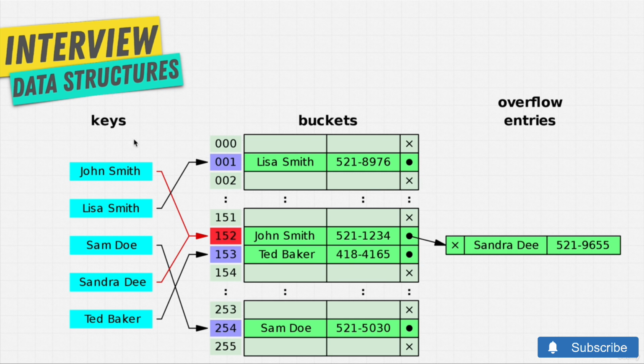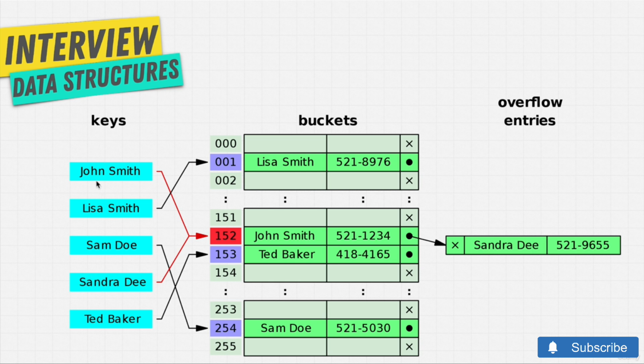We have the keys. Let's say we're inserting the name and the phone number of a user. And we initially place John Smith. This key gets hashed, gets placed in the address space of 152, and gets stored. Remember how I said it actually stores both keys and values? It stores in something called buckets John Smith with the value, that is its phone number, right here. And then we keep going with Lisa Smith, then Sam Doe, then Sandra.